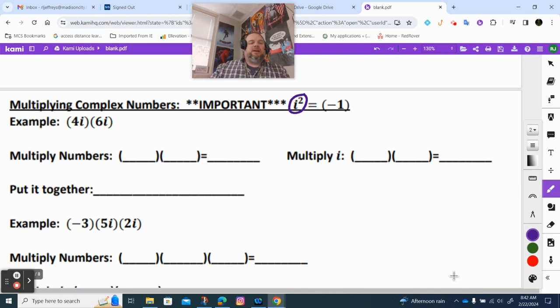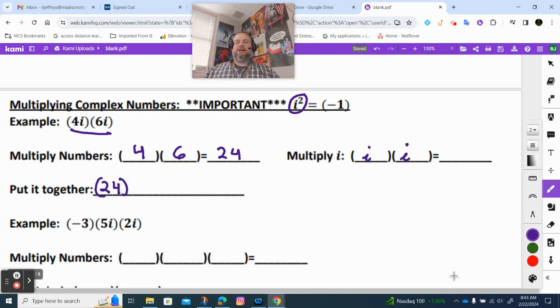All right. So here is our example problem. We have 4i times 6i. So we're going to multiply the numbers. 4 times 6. And we get what? 24. Awesome. And then we're going to multiply our i's. Well, we have i times i, which is i squared. And what is i squared? -1. Awesome. So what is 24 times -1?